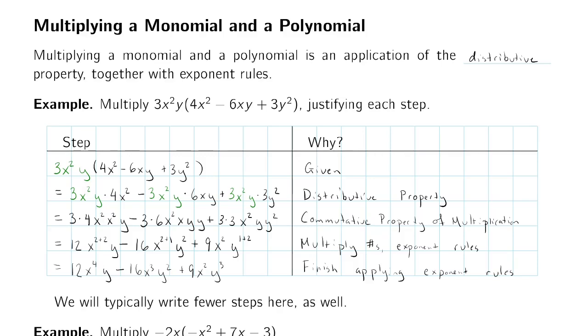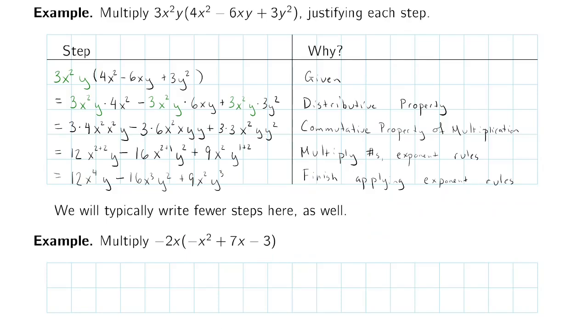Let's see how we might typically write out this problem, or a problem of this kind. So after copying the given expression, we might write out the step where we apply the distributive property. So we've got negative 2x times negative x squared plus negative 2x times 7x plus negative 2x times negative 3.